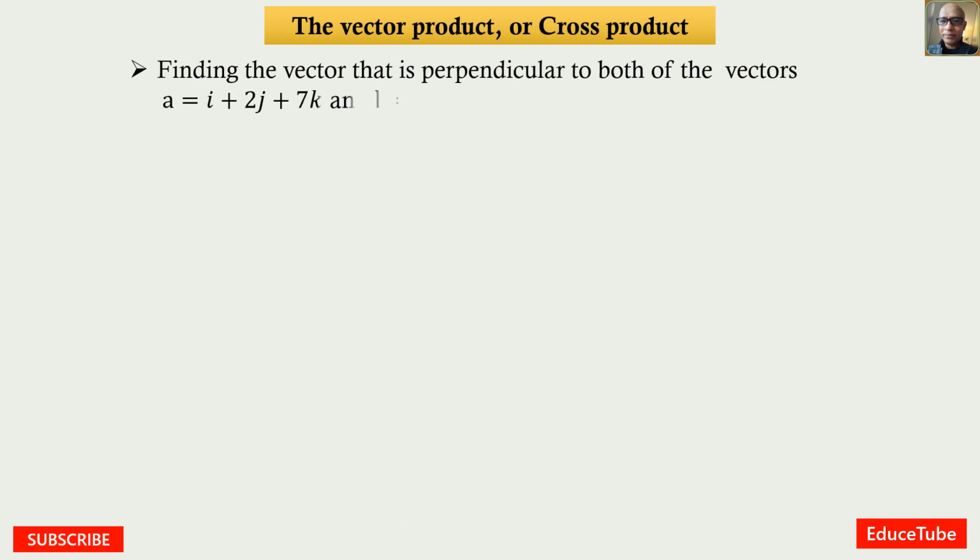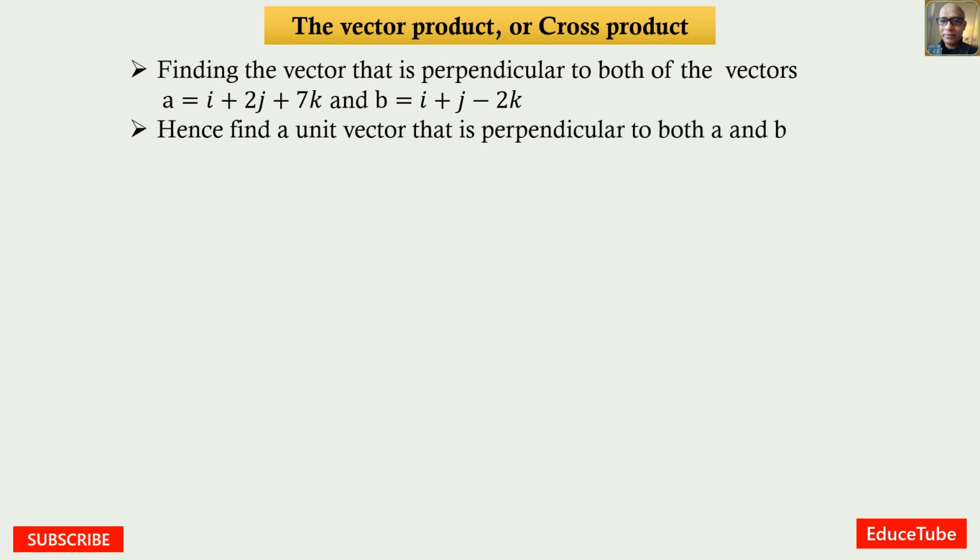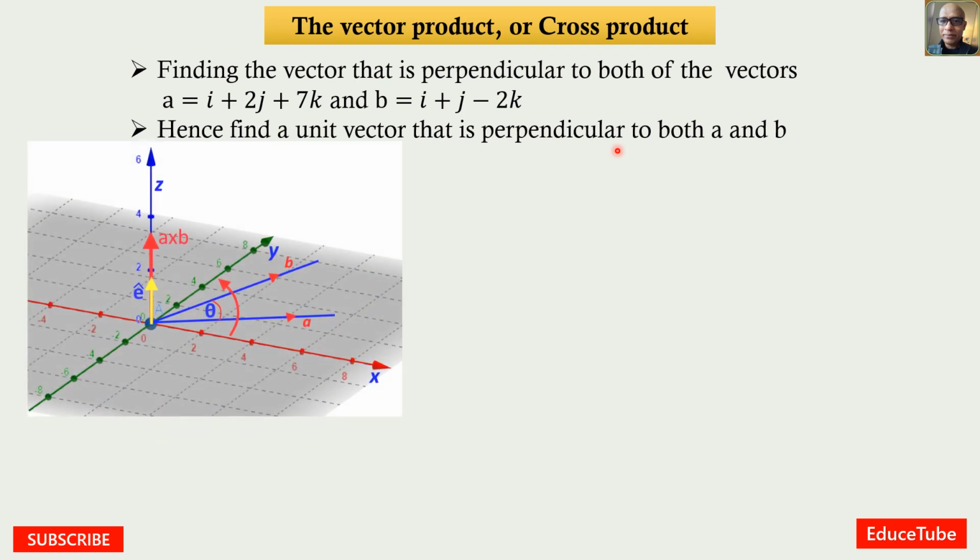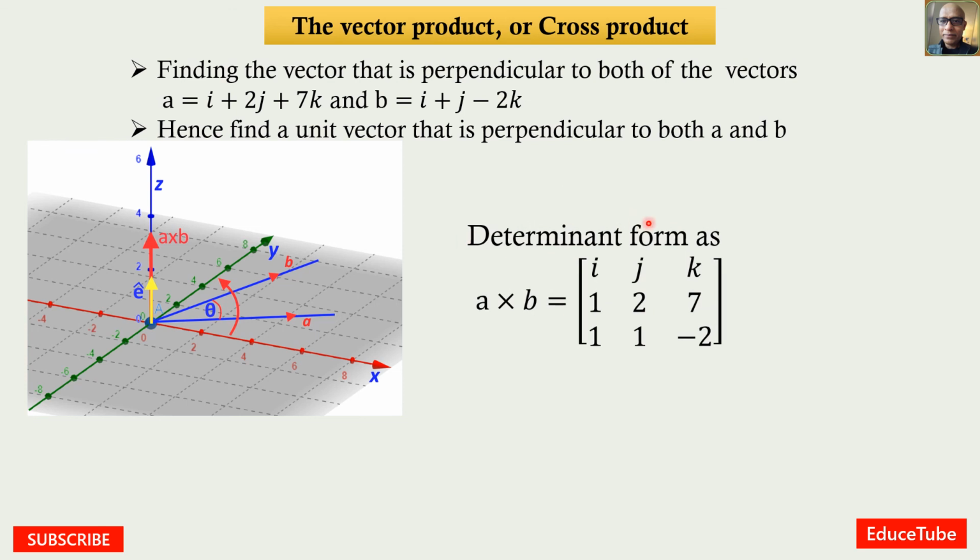Here we'll do one additional thing. The first question is to find the vector that is perpendicular to both of the vectors. It is the same as the previous slide, but the additional thing is, hence find a unit vector that is perpendicular to both A and B. So same diagram I put. For the matrix, I have to take these values a1, a2, a3, b1, b2, b3 from these two vectors. Already I have taken.